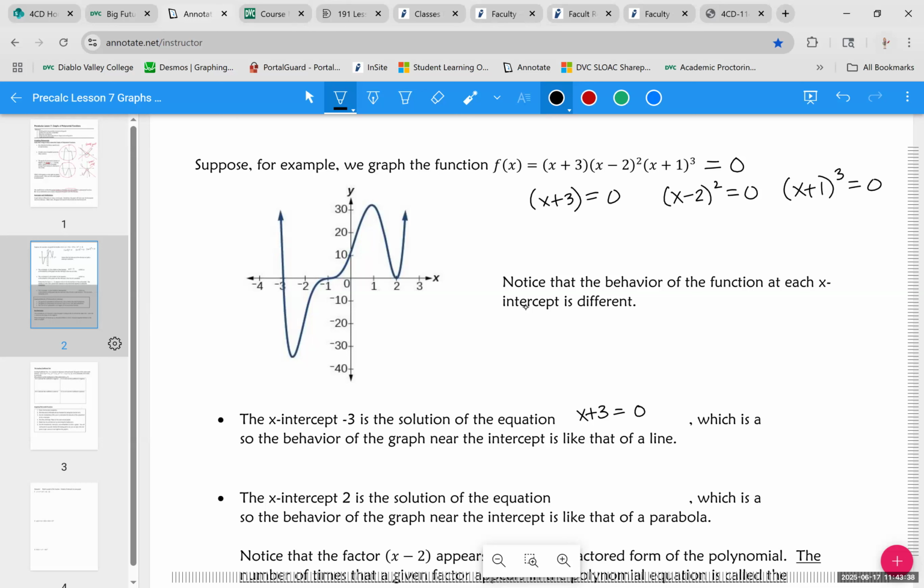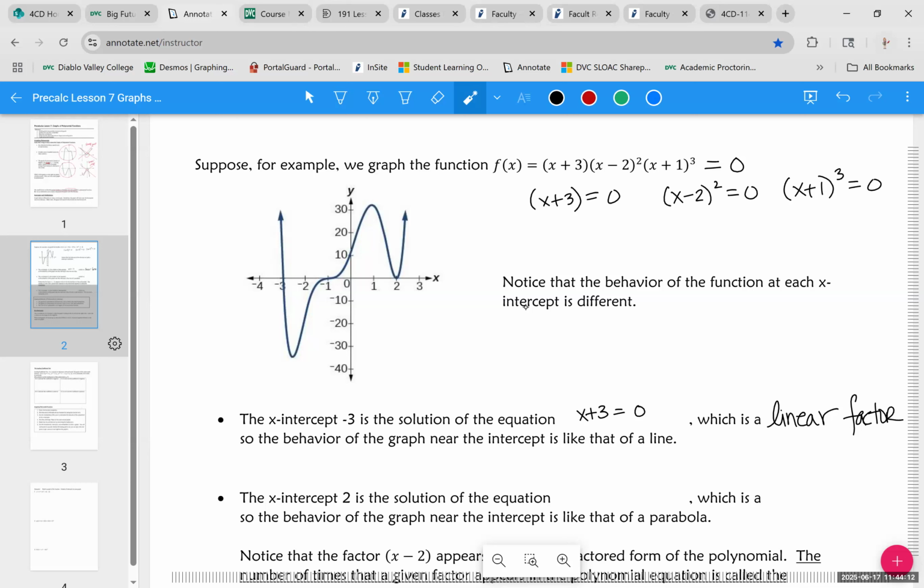And that is a what kind of factor? In other words, what's the degree of the x in that factor? It's just 1, right? So it's a linear factor or linear equation, I guess you could say. Either way, it's just x to the first power. So that gives us a hint that the behavior of the graph near that intercept is like that of a line. Linear factor, this is like a line. A line would just go right on through the x-intercept.